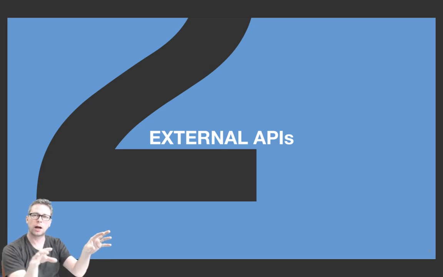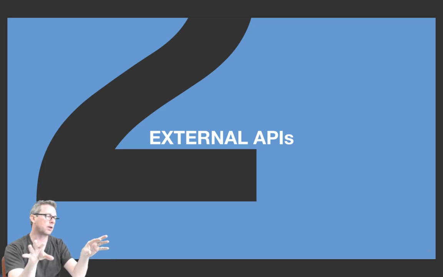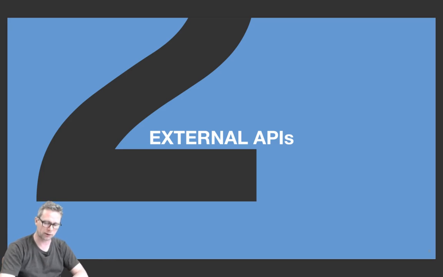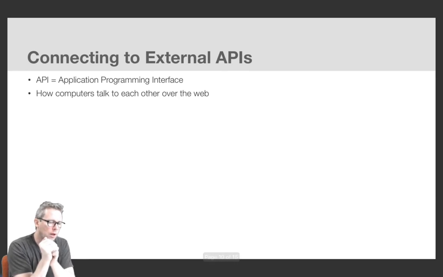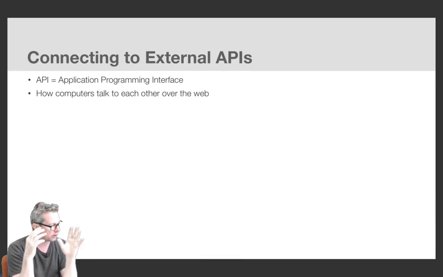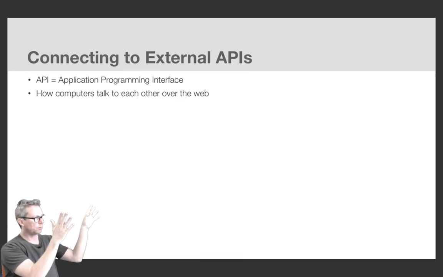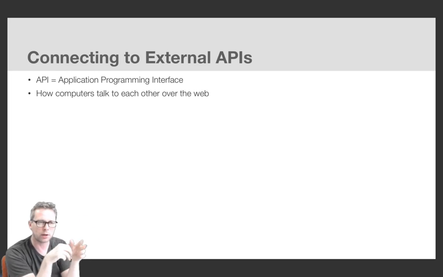So we're going to connect the browser to a server that's giving us some data and show that on the browser. So an API, as I said, just stands for Application Programming Interface, and really it's just how computers talk to each other on the web in our case.